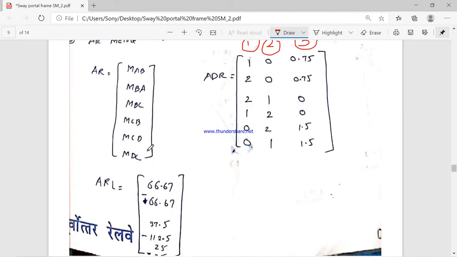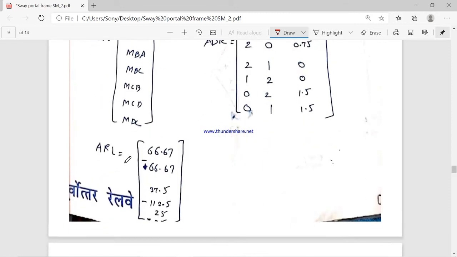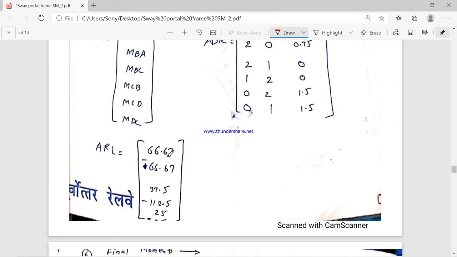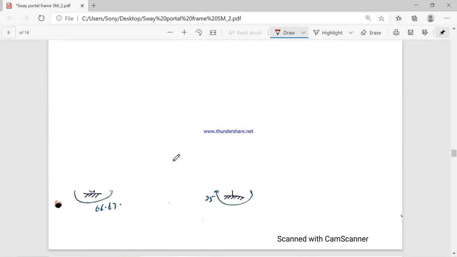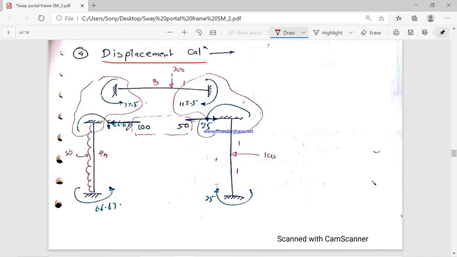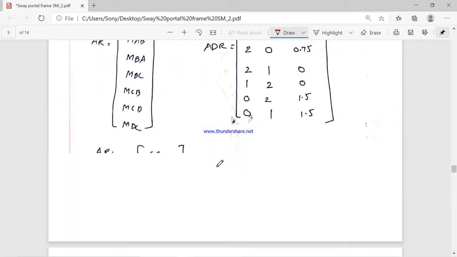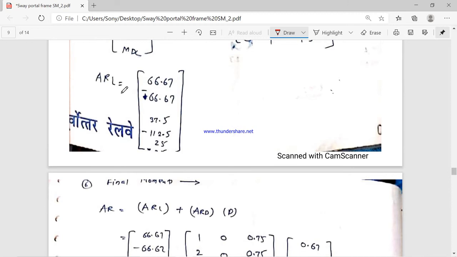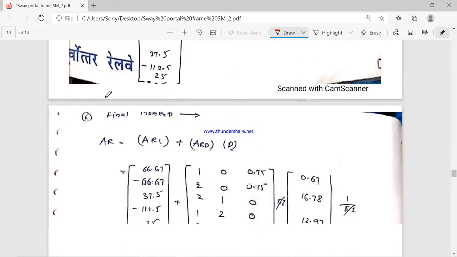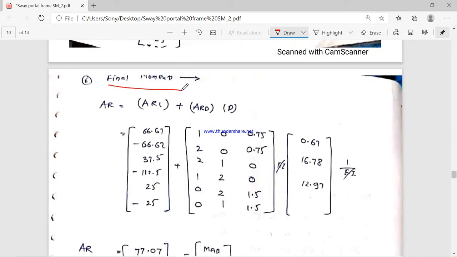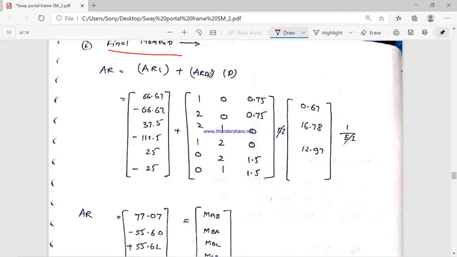Okay, now the next is the calculation of the ARL matrix. The ARL will be formed at the particular displacement. So it is 66.67, 66.67, 37.5, then 112.5, 25, and here it is also 25. So the ARL matrix will be responsible because of the displacement calculation which has been performed in the last step, and that moment we have to incorporate in this ARL matrix. Then finally we have to calculate the final matrix AR equal to ARL plus ARD into T.